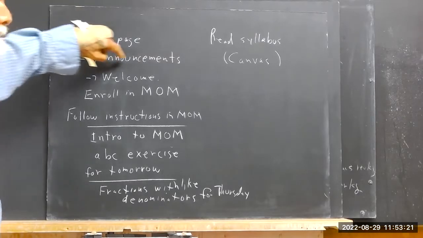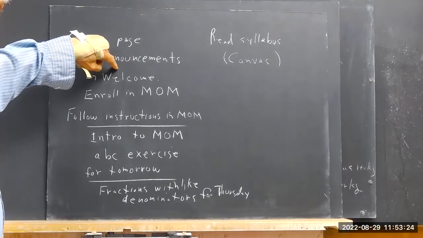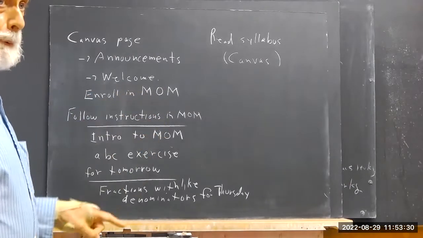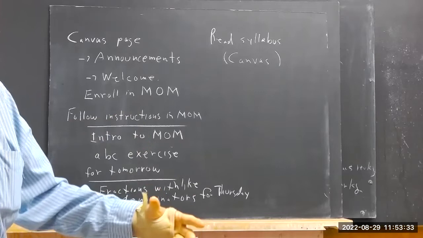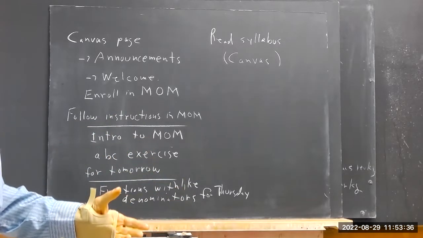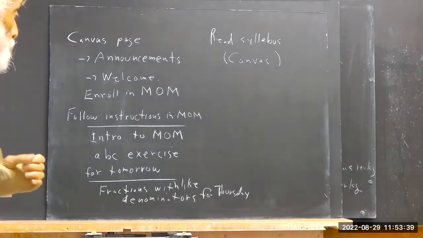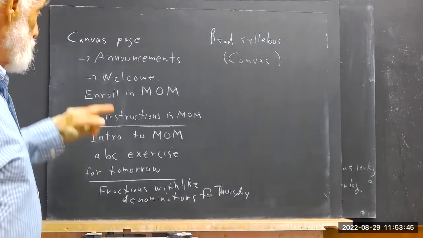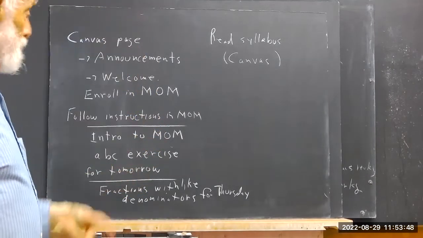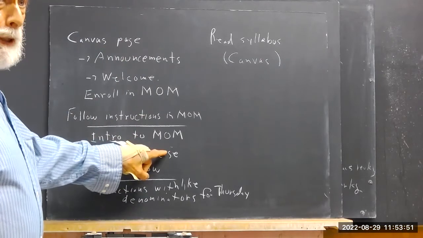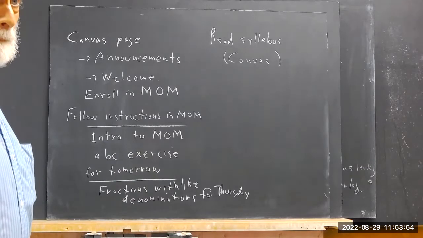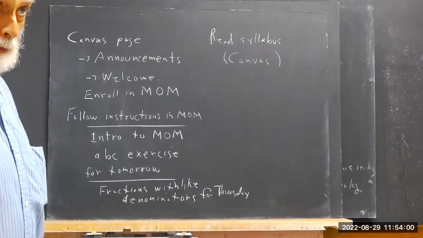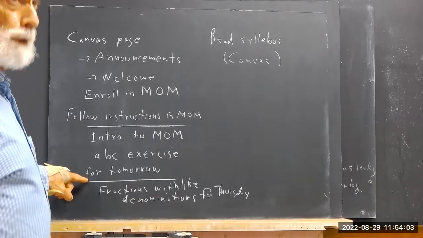Go to your Canvas page, announcements, welcome, and you'll see how to enroll in My Open Math. The welcome message gives you the link. And of course, we just spent a lot of time talking about this. I showed you how it works on the computer. You follow the instructions in My Open Math, and pretty soon, about this far down the page, you'll see Introduction to My Open Math. You click on that and do what it says. Okay, and you get some points for that. And then you do the ABC exercise if we don't get it done in class. Okay, and that's due tomorrow.